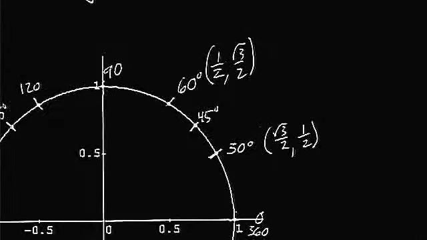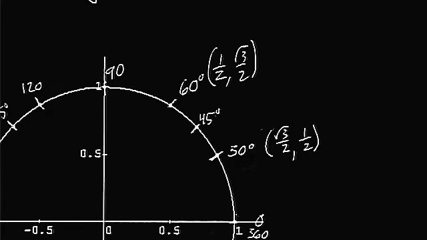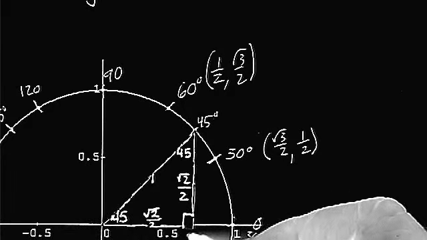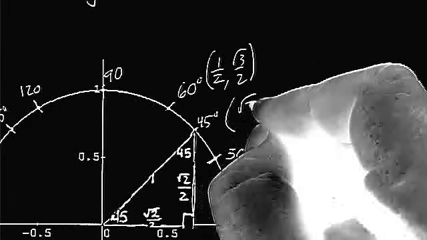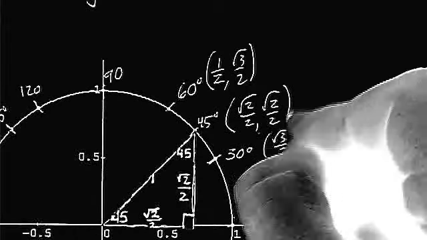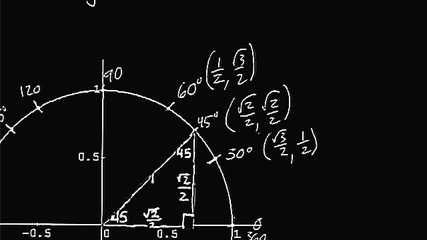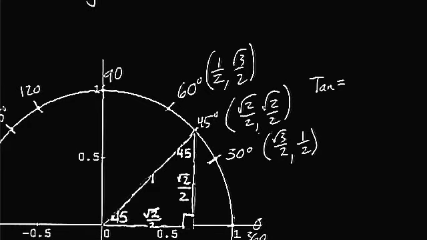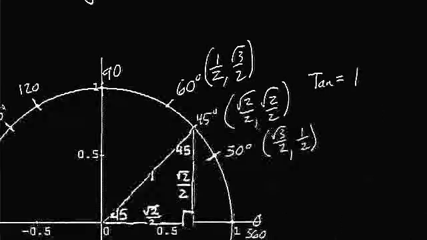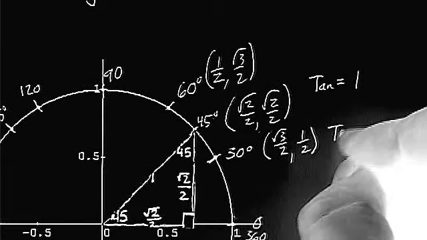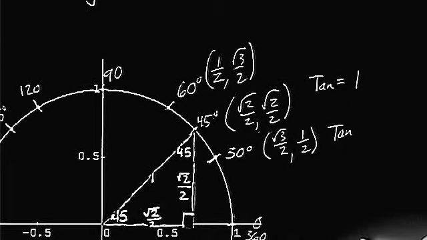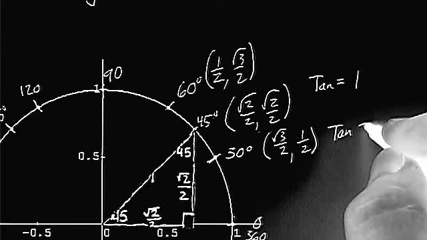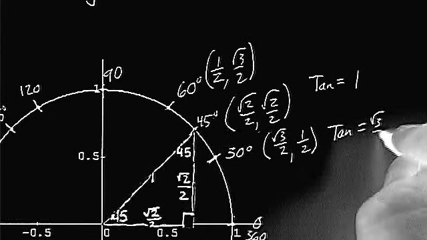Well, the last one remaining there is a 45, 45, 90. It has an x value of radical 2 over 2 and a y value of radical 2 over 2. Now, what do you get when you divide those? What would the tangent be equal to at 45 degrees? Anything divided by itself is a 1. The tangent here, 1/2 divided by radical 3 over 2. Well, we just kind of did that one a few seconds ago. Right? The tangent for that would be radical 3 over 3.